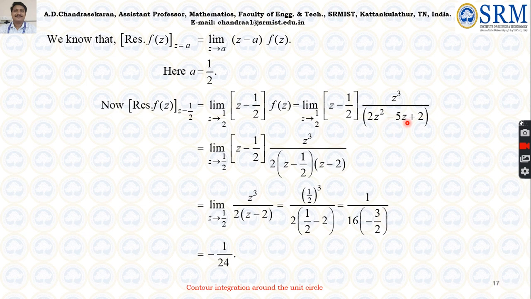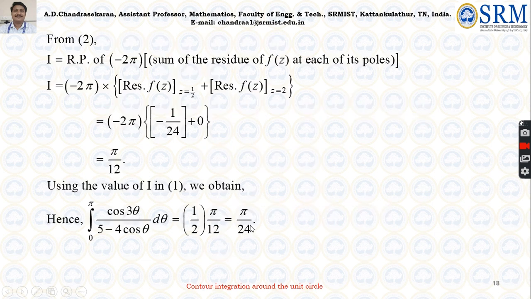Now f of z is 2z squared minus 5z plus 2, the numerator is z cube. I want to cancel this z minus 1 by 2, so that's why I rearrange the denominator into twice the time z minus 1 by 2 into z minus 2. After cancellation of the respective pole term, the remaining term is z cube by twice the time z minus 2. Now let us apply the limit z equal to 1 by 2. 1 by 2 whole power 3 is 1 by 8, by 2 is 1 by 16, and 1 by 2 minus 2 is minus 3 by 2. So finally we get minus 1 by 24, right?